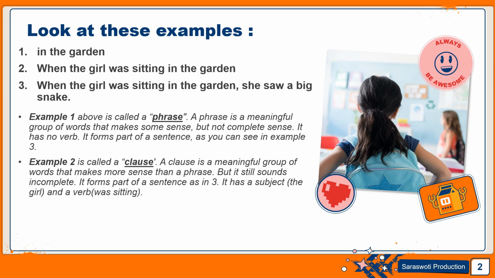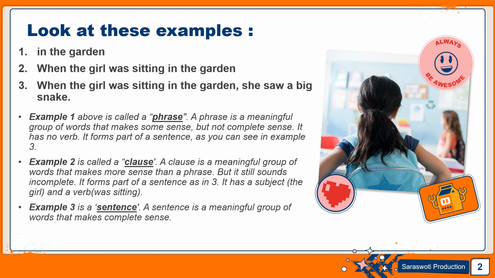Example 2 is called a clause. A clause is a meaningful group of words that makes more sense than a phrase, but it still sounds incomplete. It forms a part of a sentence as in example 3. It has a subject, the girl, and a verb, was sitting.